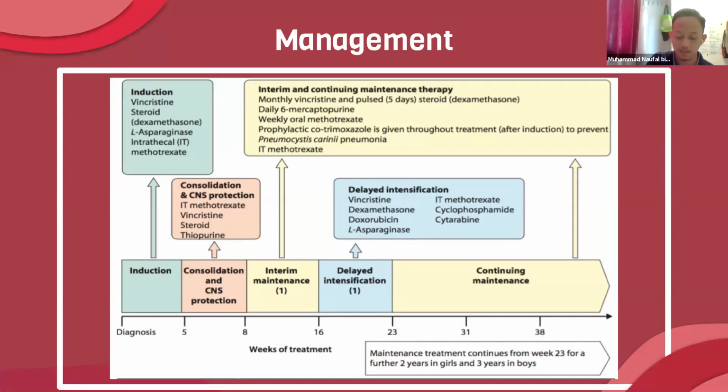Okay, next, this is in terms of management. So this is the specific treatment for leukemia. Generally, the specific treatment for leukemia consists of induction of remission, which is aimed to kill the tumor cells rapidly. An example of the medication is vincristine, steroid, and also others.